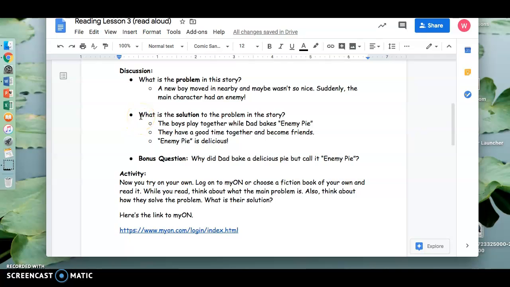What is the solution to the problem in the story? Well, the boys play together while Dad bakes enemy pie. They have a good time together and become friends. And enemy pie is delicious. So the solution to having an enemy is to spend time together getting to know each other and playing. That solved the problem.